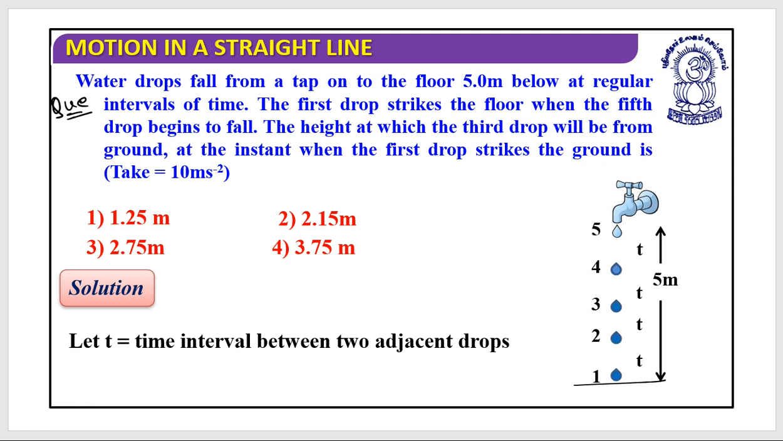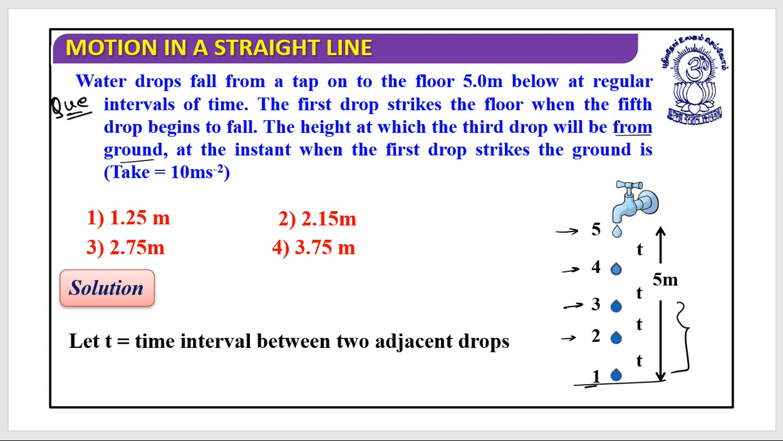The first drop strikes the floor when the fifth drop begins to fall. It's first, second, third, fourth, and fifth. We need the height at which the third drop will be from the ground. So you are interested in this distance at the instant when the first drop strikes the ground.